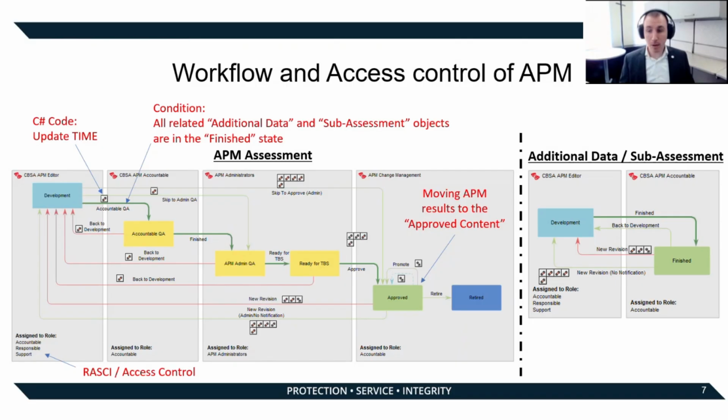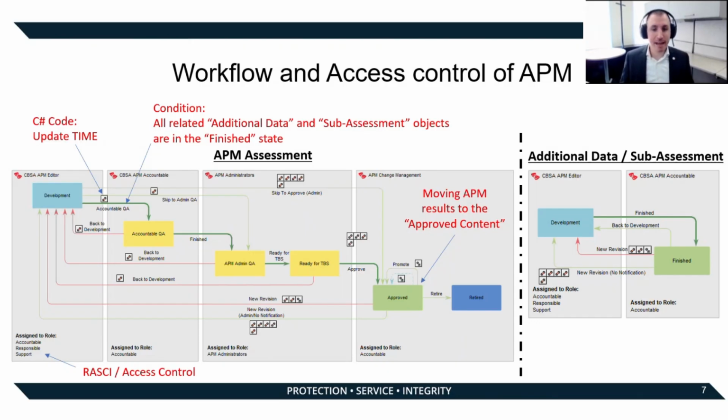When we transit, the multiple fields requiring data from additional data and sub-assessment objects will update themselves with C# code to update the score indicator and the famous time assessment. We can see here that the accountable QA is there to ensure that only the accountable person for the APM assessment moves it to the next state, ensuring a certain level of control, preventing a student from saying, yep, all done and looks good.